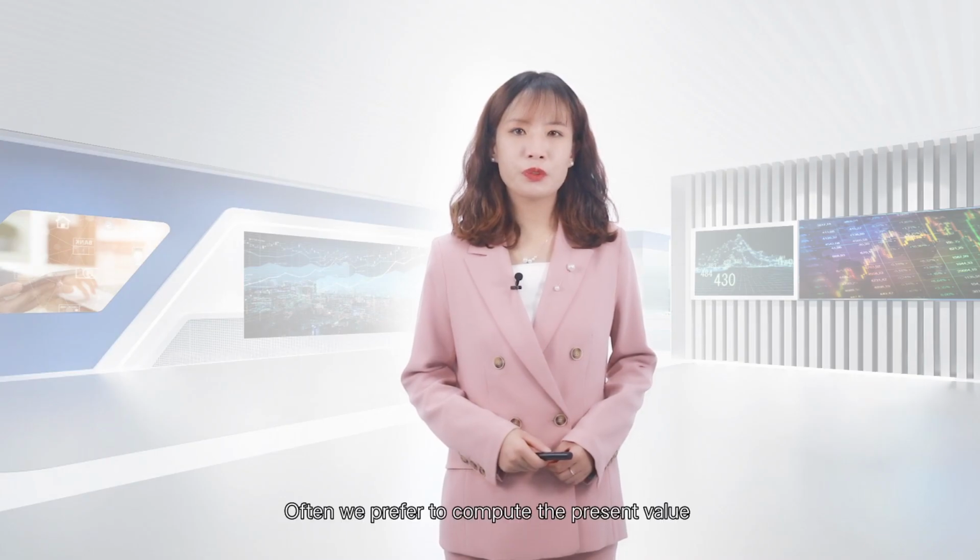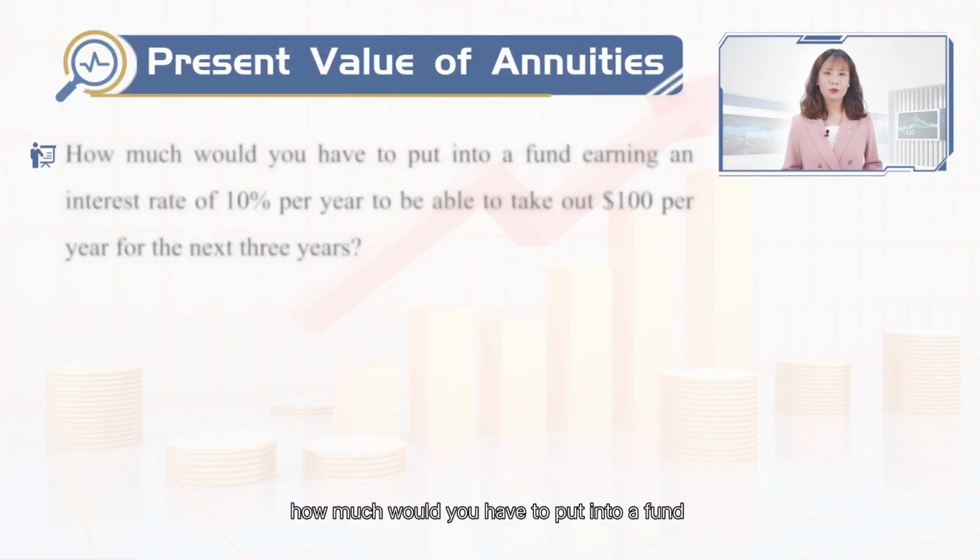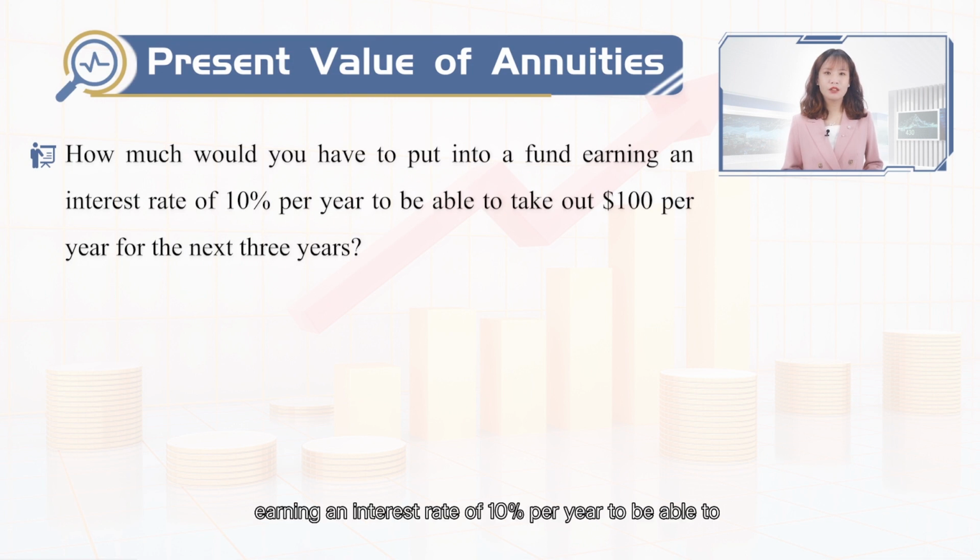Often we prefer to compute the present value rather than the future value of an annuity stream. For example, how much would you have to put into a fund earning an interest rate of 10% per year to be able to take out $100 per year for the next 3 years? The answer is the present value of the 3 cash flows.